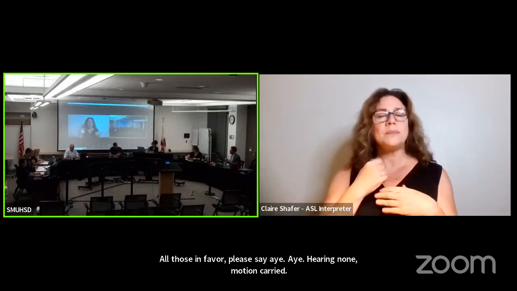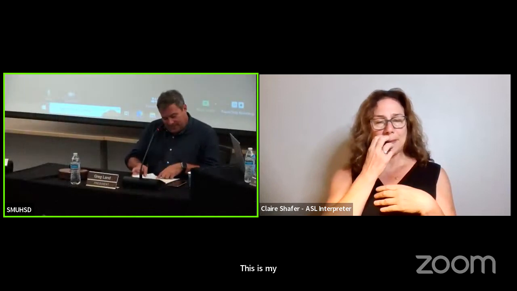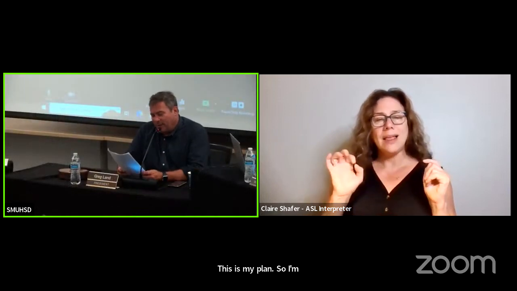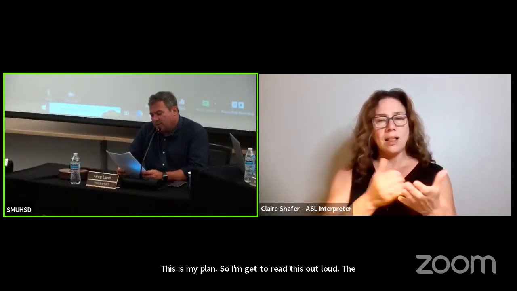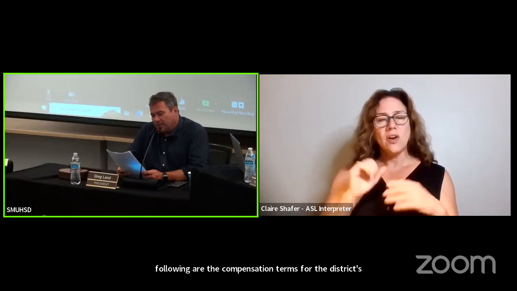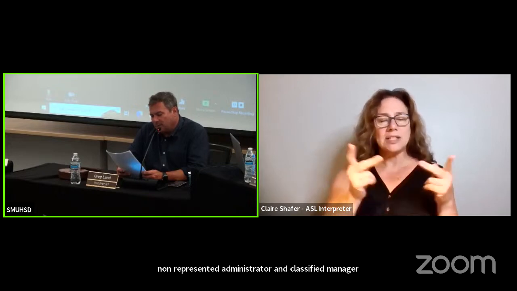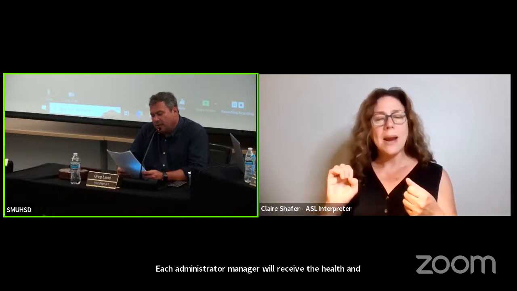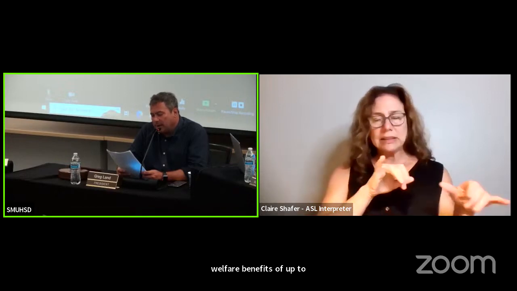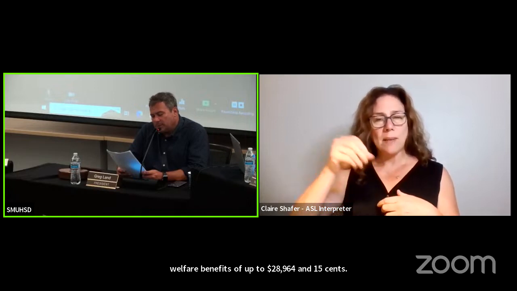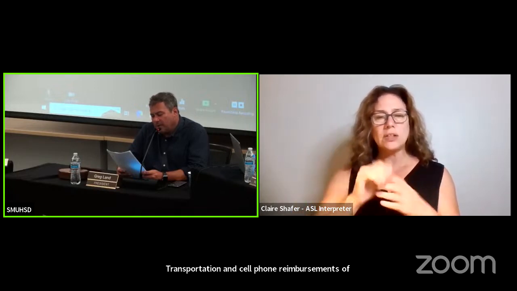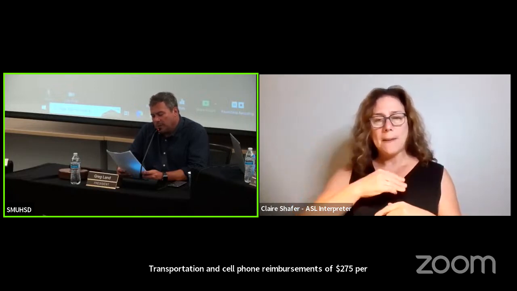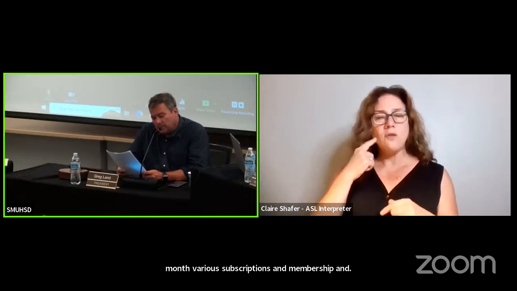So I get to read this out loud. The following are the compensation terms for the district's non-represented administrator and classified manager positions. Each administrator and manager will receive health and welfare benefits of up to $28,964.15, transportation and cell phone reimbursements of $275 per month, various subscriptions and memberships, and reimbursements for approved district expenses.